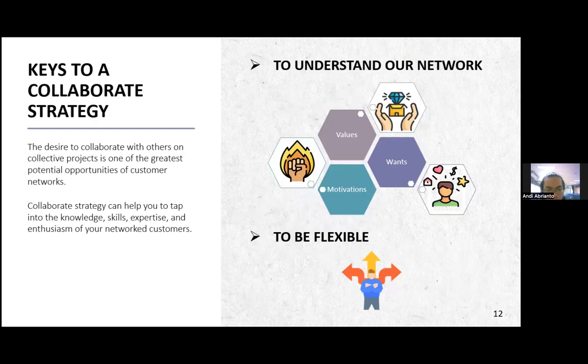The desire to collaborate with others on collective projects is one of the greatest potential opportunities of customer networks. Collaborative strategy can help us to tap into the knowledge, skill, expertise, and enthusiasm of our networked customers.